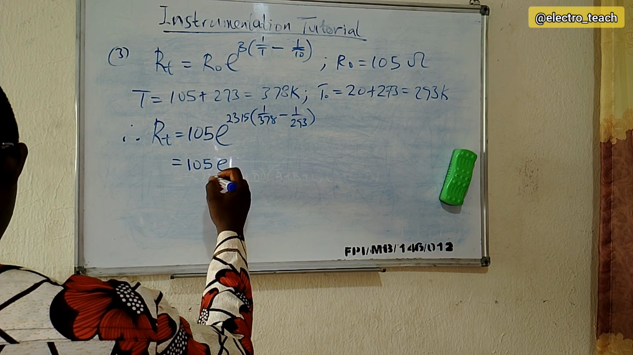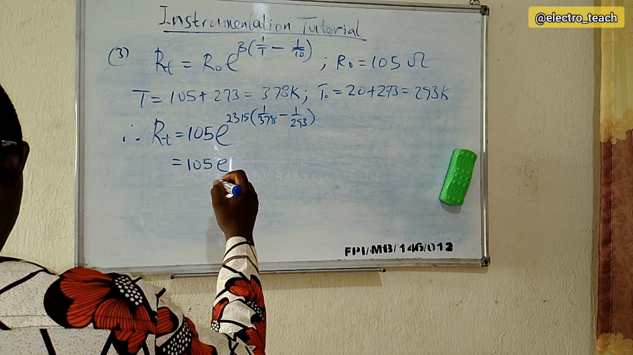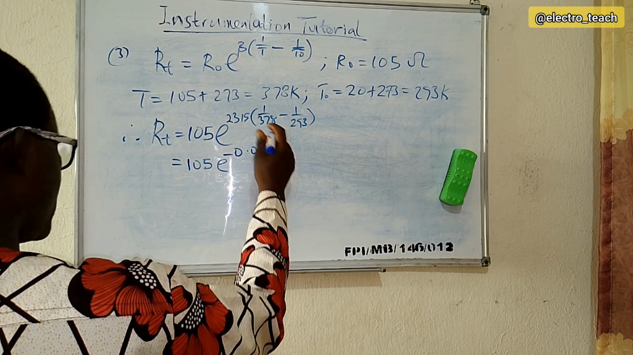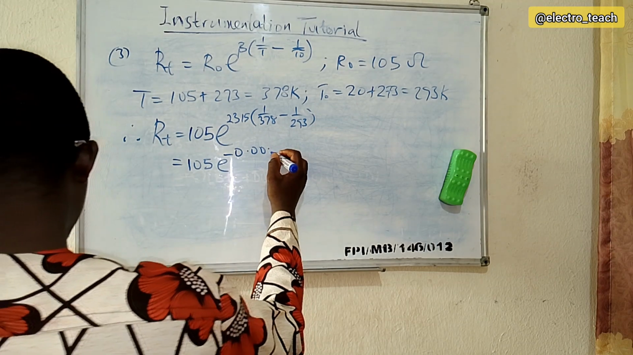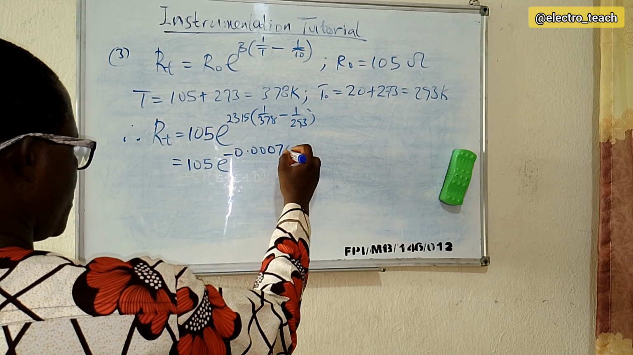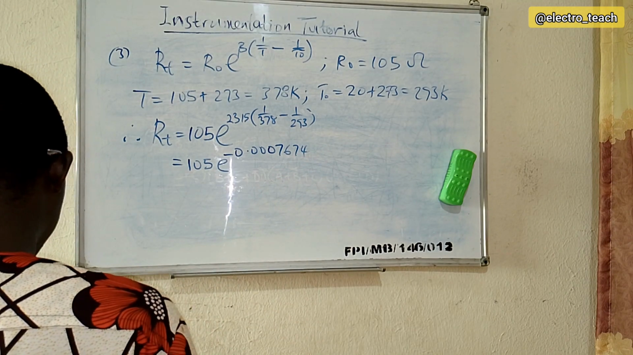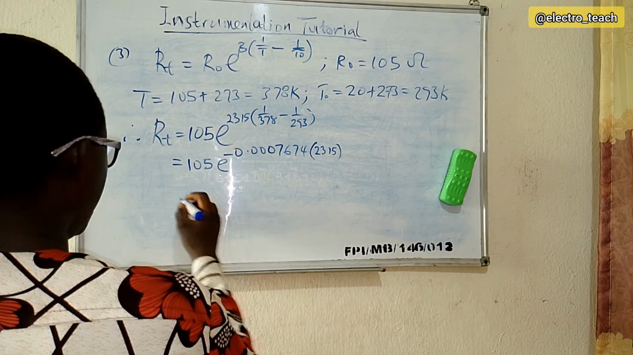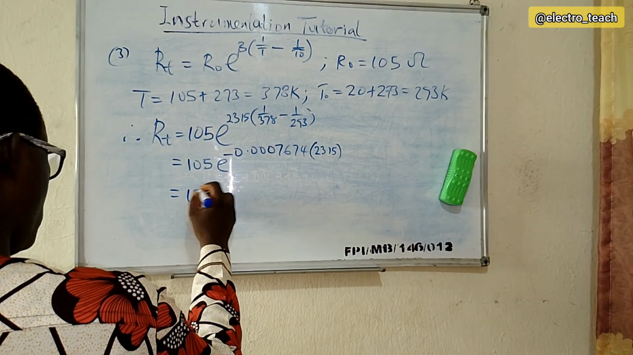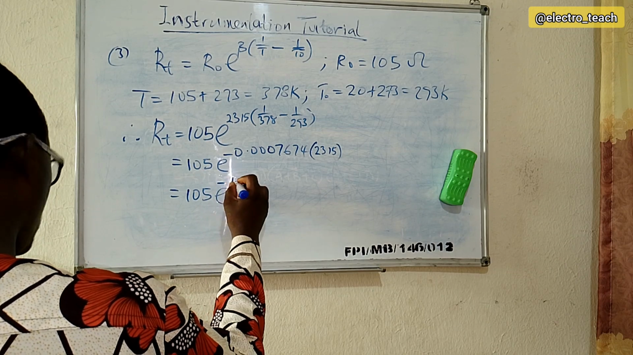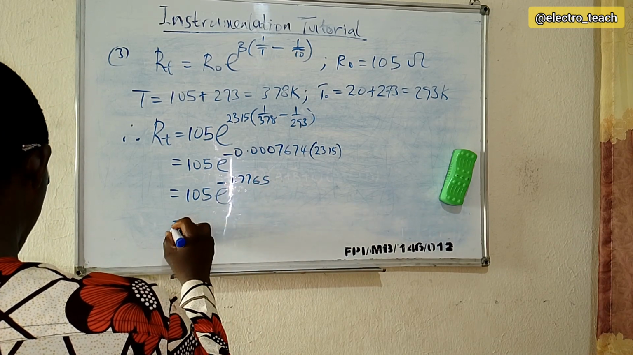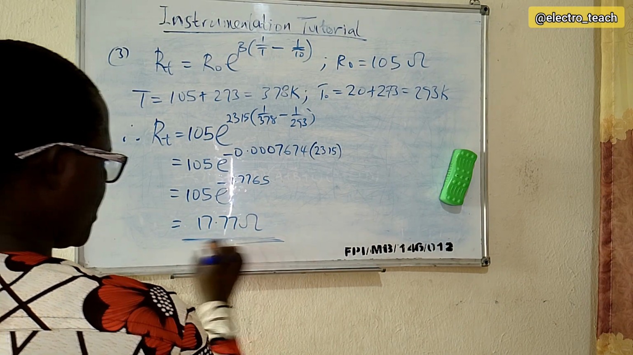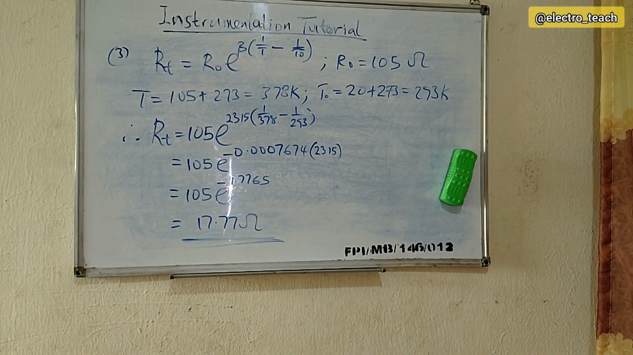And that gives us 105 e raised to power minus 0.00... You simplify all of this, we have 0.007674, multiplied by 2315, that is this. So that gives us 105 e raised to power minus 1.7765. If you simplify using your calculator, you get 17.77 ohms. And that's the answer to the problem, 17.77 ohms.